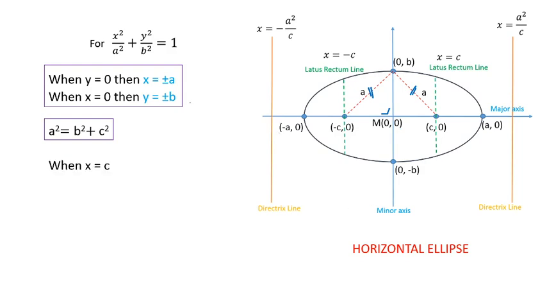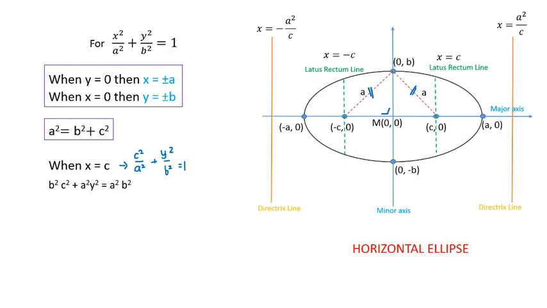Next, we will define the length of the latus rectum. Here I will substitute x equals c into the equation. So when x equals c, I will have c squared over a squared plus y squared over b squared equals 1. And then you can multiply both sides by a squared b squared. So you have b squared c squared plus a squared y squared equals a squared b squared.